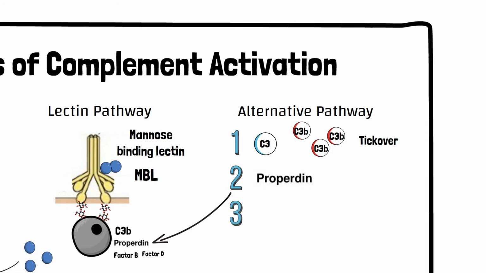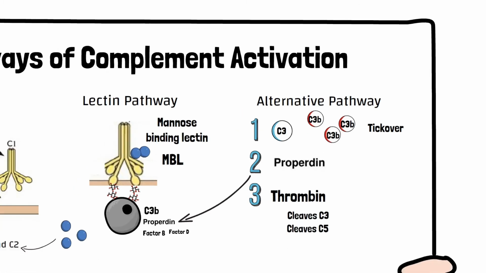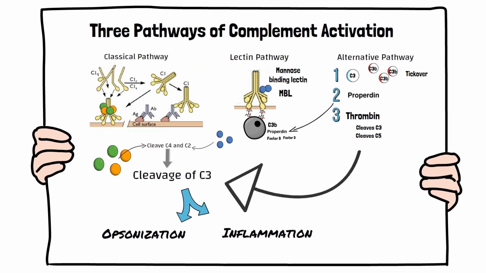Blood clotting factors circulate in the plasma, and such factors as thrombin can cleave C3 and C5. The mere triggering of the blood clotting cascade can activate the alternative pathway and thus the complement cascade. These multiple pathways ensure that the invading microbe will be recognized and eliminated. This concludes the video on the 3 pathways of complement activation.